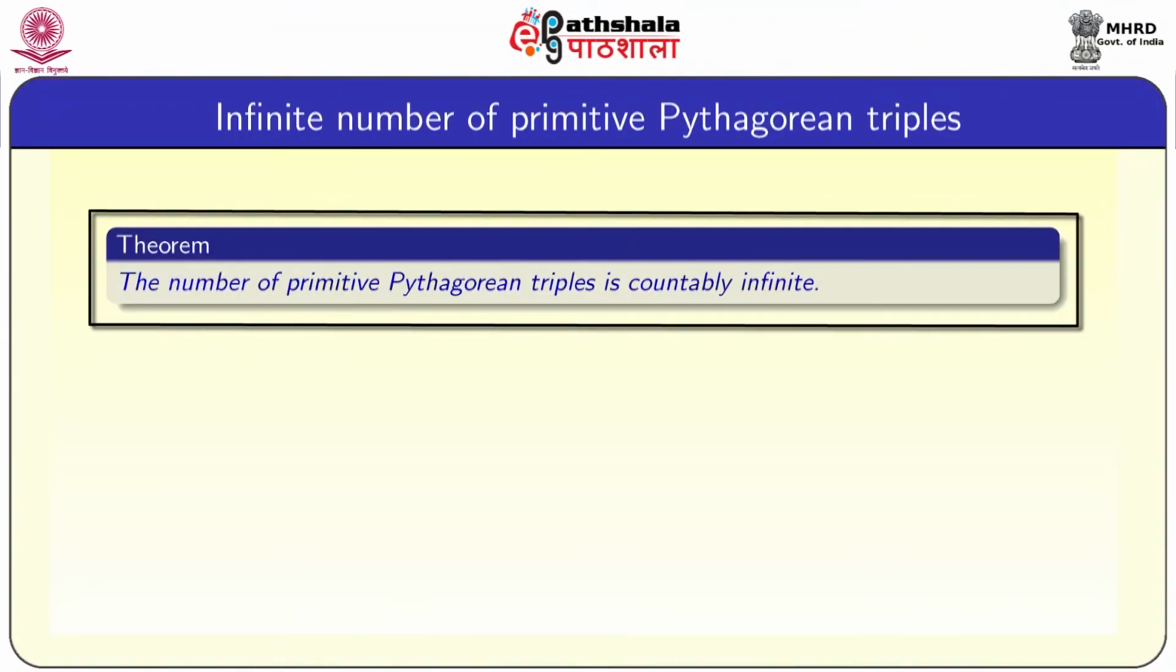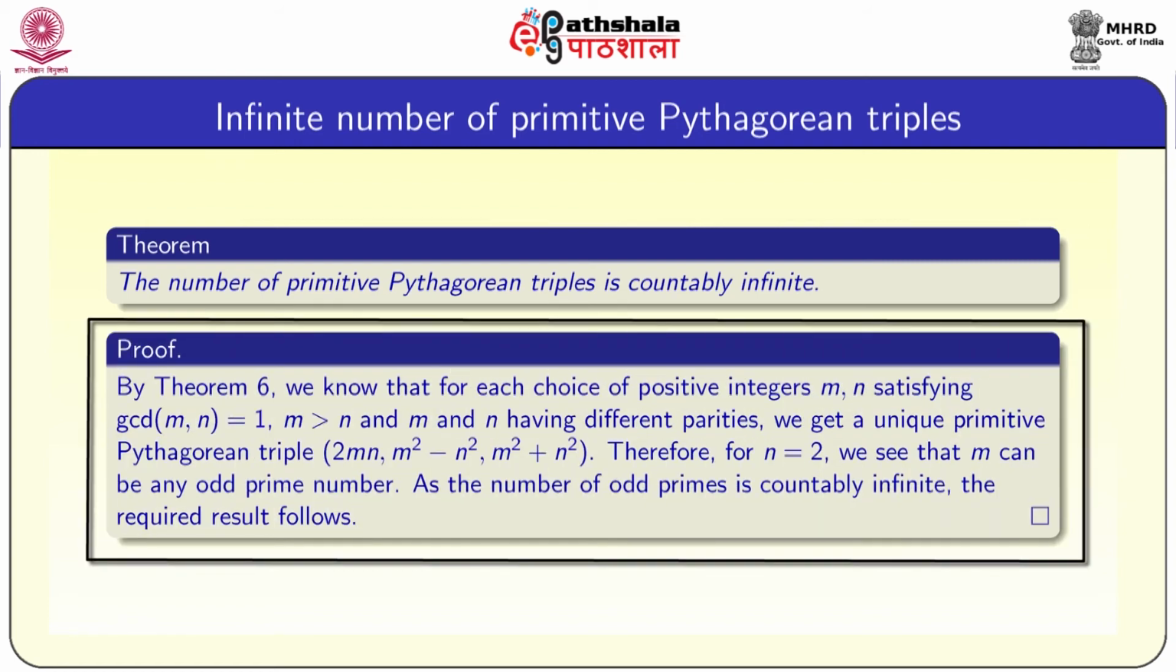Now, we will show that the number of primitive Pythagoras triples is countably infinite. That proof is easy. By theorem 6, we know that for each choice of positive integers m and n satisfying GCD of m, n equal to 1 and m greater than n, with m and n of different parities, we will get a unique primitive Pythagoras triple 2mn, m square minus n square and m square plus n square. Therefore, taking n equal to 2, we see that m can be any odd prime number. As the number of odd primes is countably infinite, we get the required result.